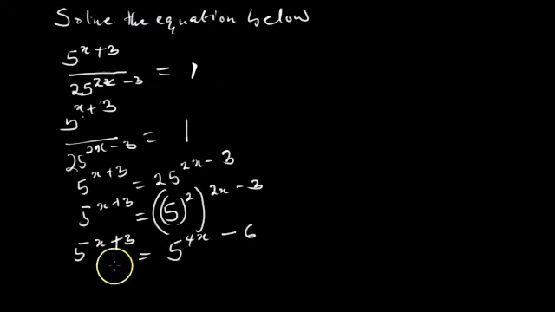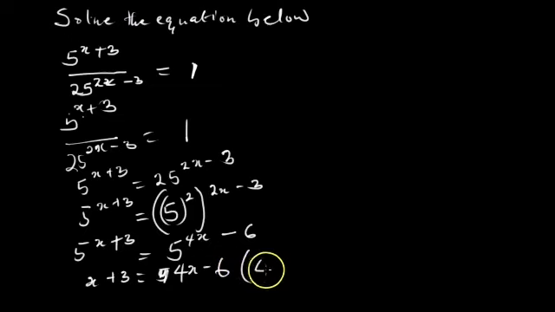So here we have the bases to be the same. Then we can equate powers. You see that x plus 3 is equal to 4x minus 6. We have done what? We have equated powers.